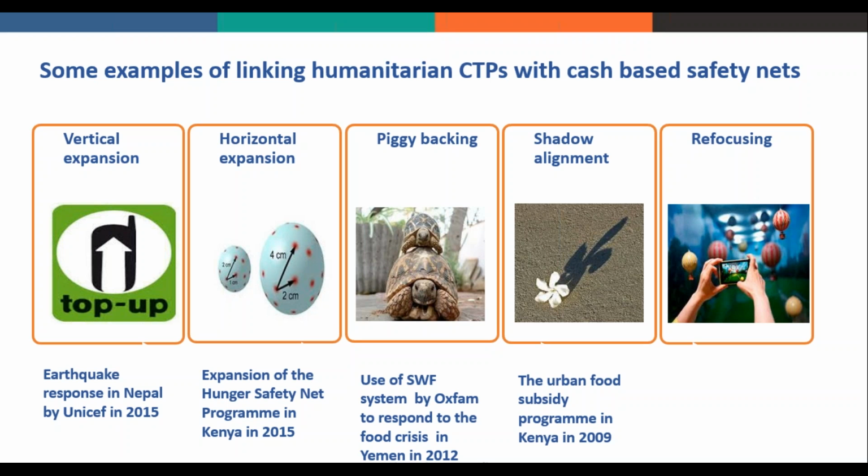And this did happen. The program is now completely owned and run by the government of Kenya, and Concern and Oxfam provide technical support off and on to this program. So this is an example of shadow alignment, and over to Claire for an example of refocusing.